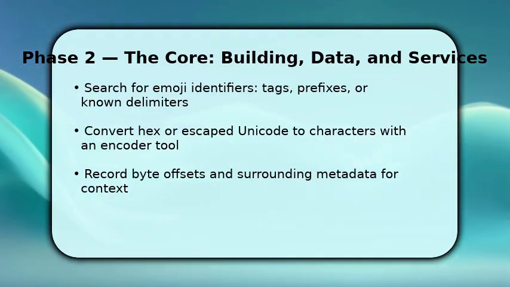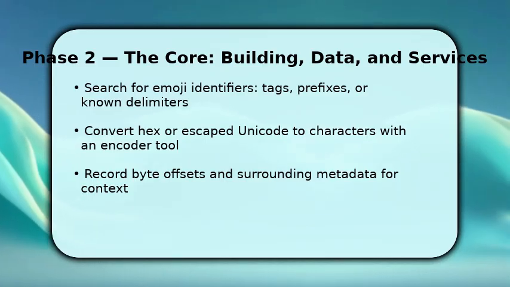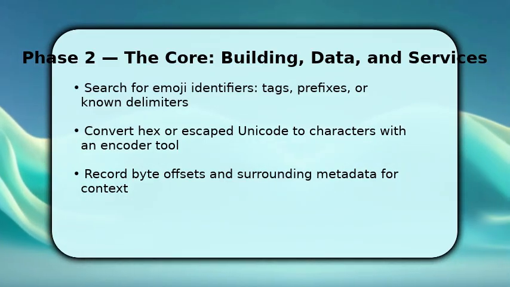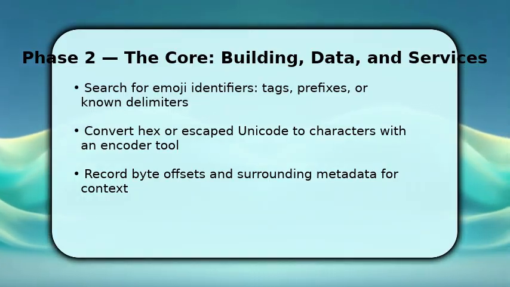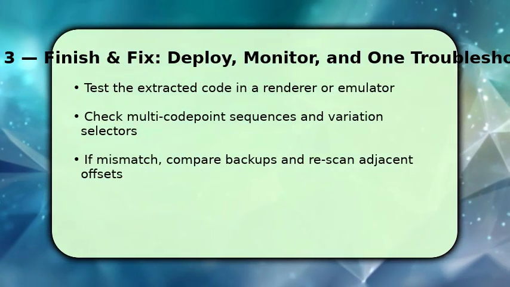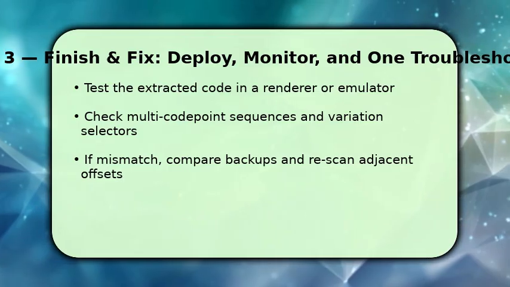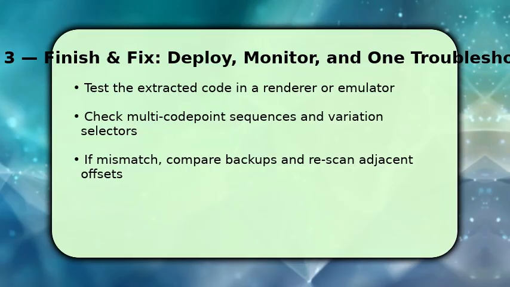Make sure to note byte offsets and nearby metadata, because context explains mapping rules and whether multi-code point sequences are combined, which prevents misidentifying skin tones. To finish, validate extracted emoji codes by loading them into a renderer, emulator, or the target application. This confirms correctness and reveals ordering or combining rules.